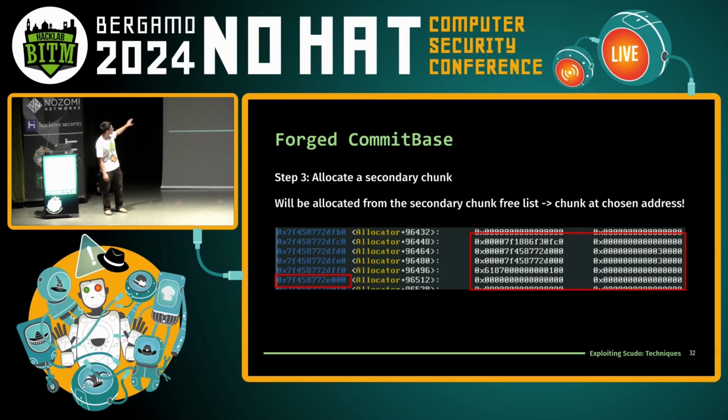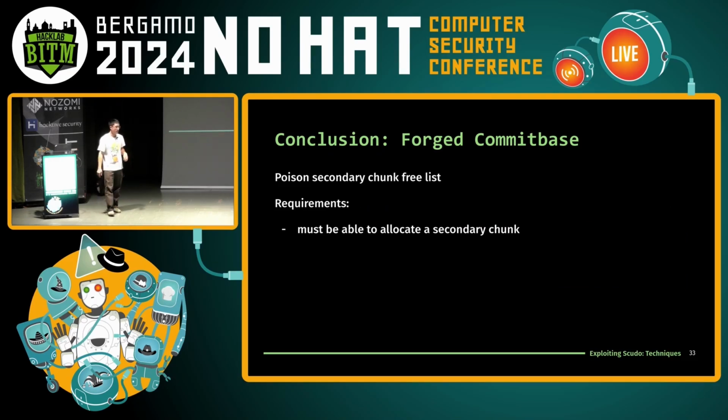So this is what happened here. You can see there's a chunk allocated at the address that was put into the fake secondary chunk header before it was freed. And Scudo actually wrote the secondary chunk header there with class ID 0 and a semi-valid secondary chunk header. So this is the first technique. Basically, you poison the secondary chunk free list by placing your target address into the map-based fields of your fake secondary chunk header. One requirement for this is that the attacker afterwards, in order to request this chunk, has to be able to allocate a secondary chunk.